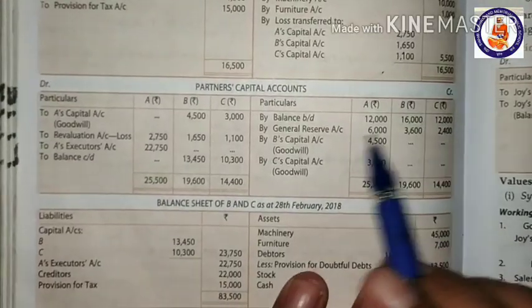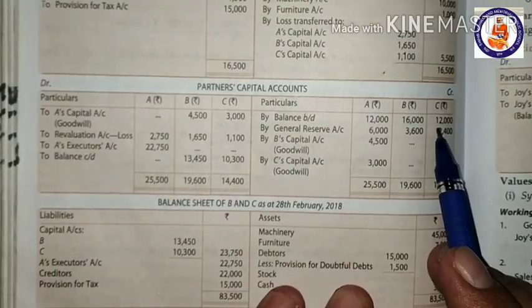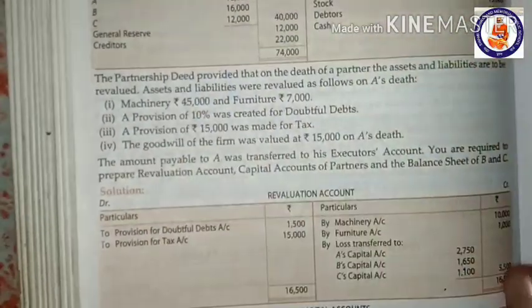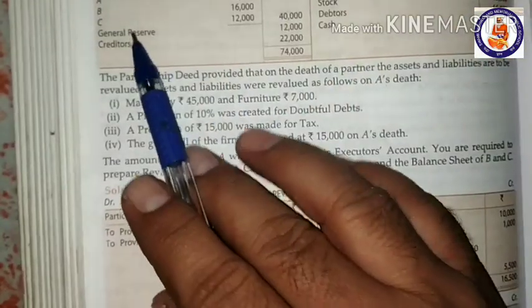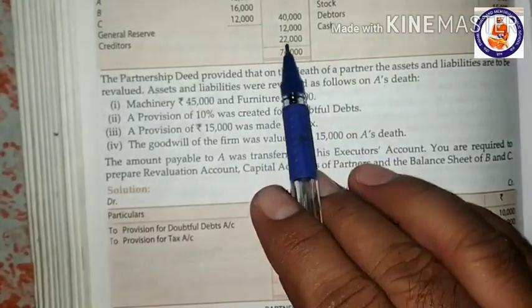That is taken here by balance brought down. Then here we come to this balance sheet. Here the general reserve will be distributed. The capital account, the general reserve 12,000.